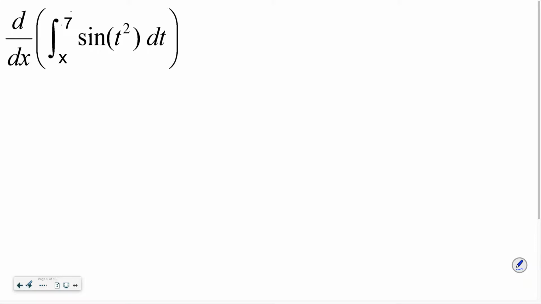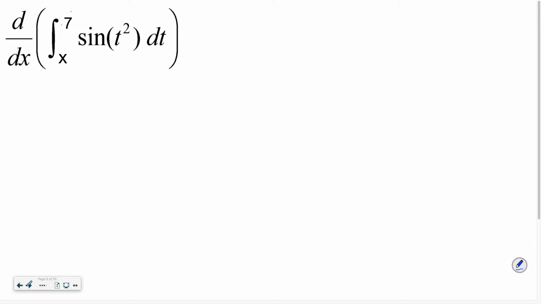Write this one down. And what do you notice about this problem that might be a little bit different? It's x to the constant instead of the constant to x. Okay? Now, does this look like verbatim the second fundamental theorem of calculus? No, we had a to x.